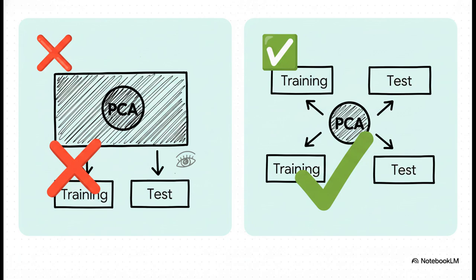Okay, here it is, plain and simple. You have to split your data into training and testing sets before you do anything else. The right way, as you see here, is to use only your training data to figure out those principal components. Then, you apply that exact same transformation to both your training data and your test data.